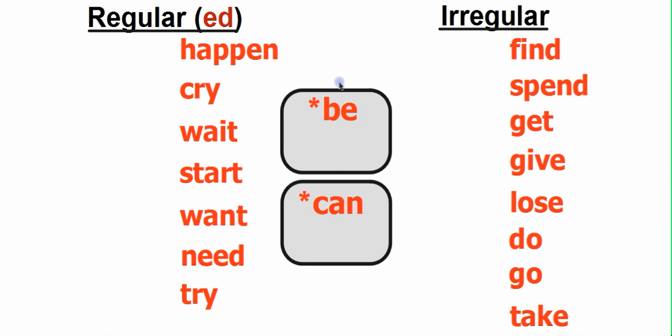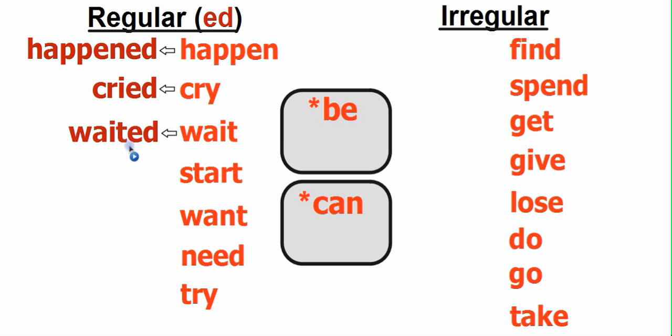Today we are going to use verbs in the past tense. So let's review some of the verbs we have today, starting with the regular ED verbs. Happen in the past tense, happened. Cry in the past, cried. Wait in the past, waited. Start in the past, started.